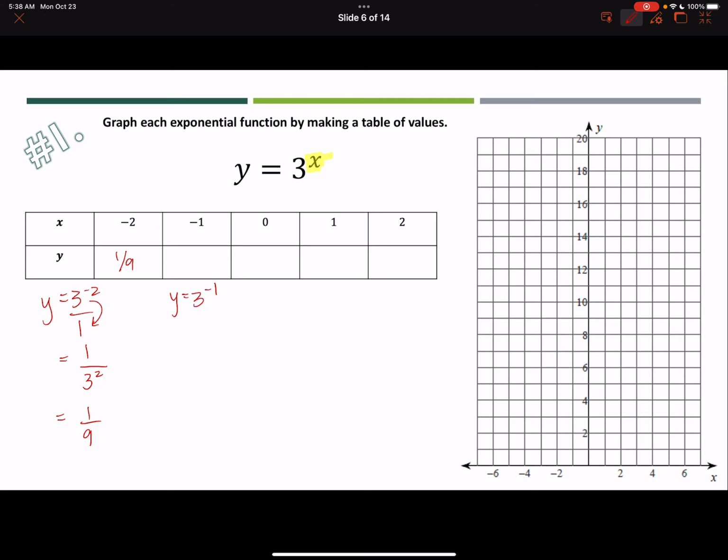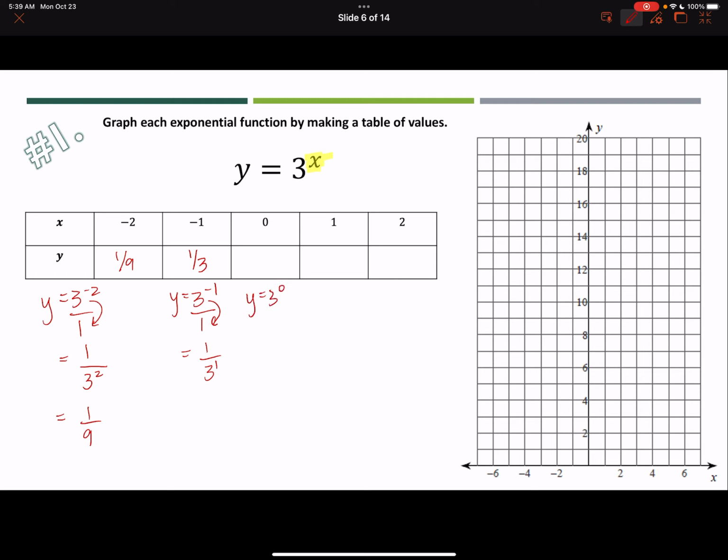When x is negative 1, again, this does not make the number negative. It tells me to flip the base. Negative exponents tell me to flip the base. So this becomes 3 to the positive 1. Put a 1 at the top. 3 to the first is just 1 over 3.